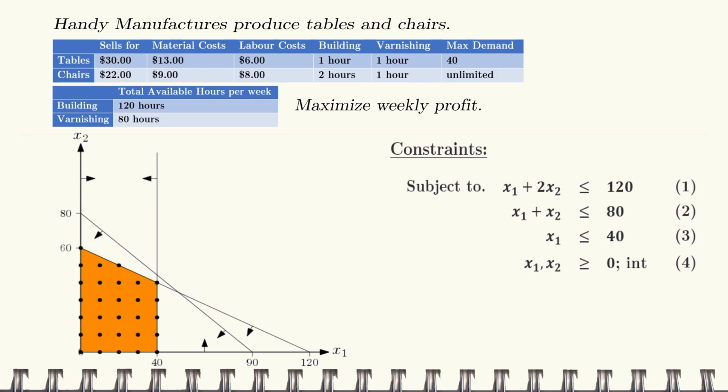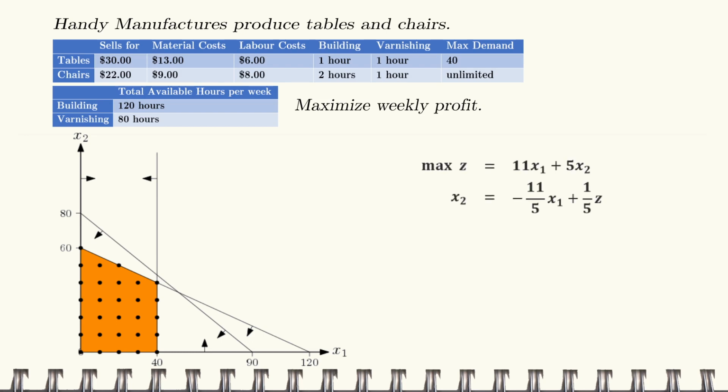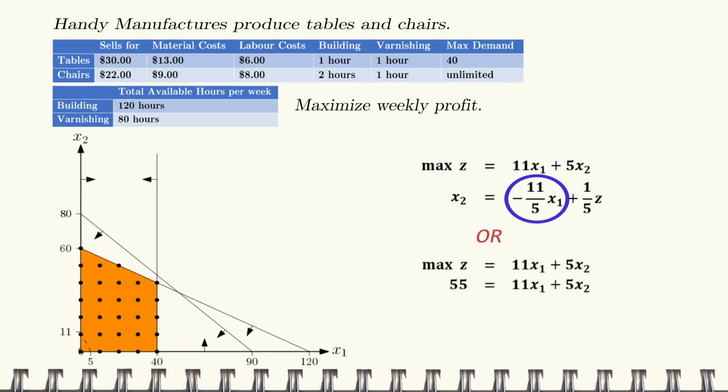Now, in order to find the maximum profit, we use the objective function. We rearrange the objective function in terms of the vertical axis x2 and look for the gradient value sitting next to the horizontal axis variable x1, which we see here is negative 11 over 5. Plot this gradient as a dashed line on your plot. Alternatively, substitute any value in for the solution z. When in doubt, just multiply the coefficients together. We have coefficients 5 and 11 in this example. When multiplied together, this makes 55.